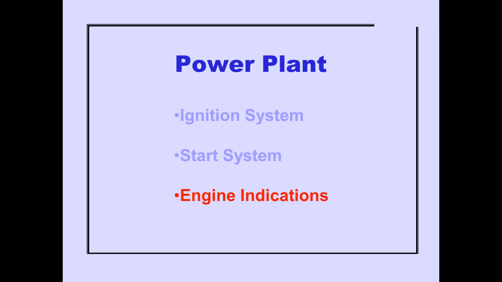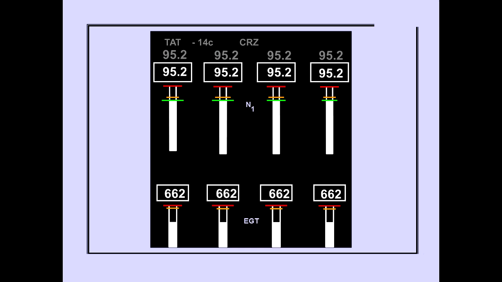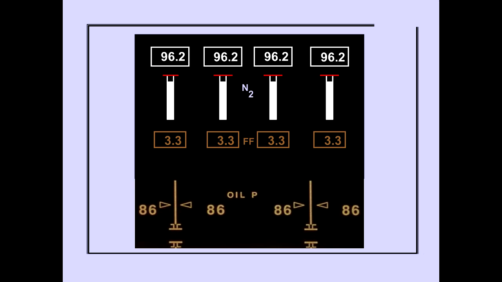Next, let's discuss the engine indications used to monitor engine start. N1 and EGT are displayed on EICAS as part of primary engine indications. N2 is displayed on EICAS as part of secondary engine indications.